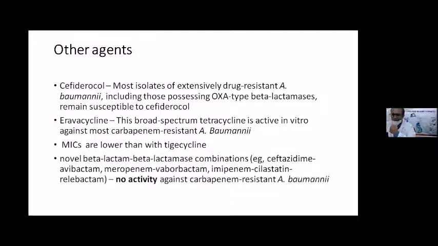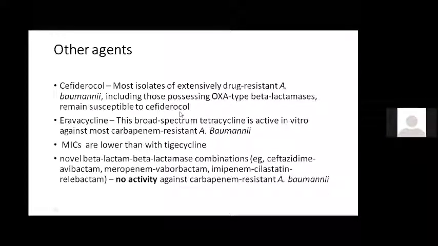Now, if Tigecycline cannot be used, or we cannot use minocycline, then what are the other agents which can be used for treating Acinetobacter baumannii non-serious infection? As we have discussed already, ceftazidime. This is a drug which can be used against all the classes of beta-lactamase. As we have discussed, most isolates of Acinetobacter baumannii possess OXA-type beta-lactamase. Therefore, they are susceptible to ceftazidime.